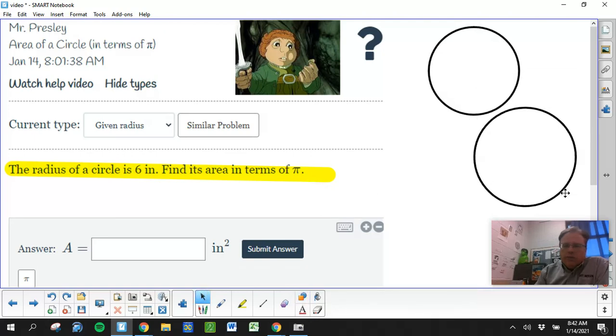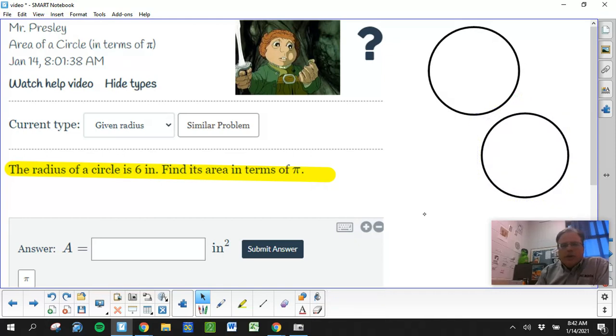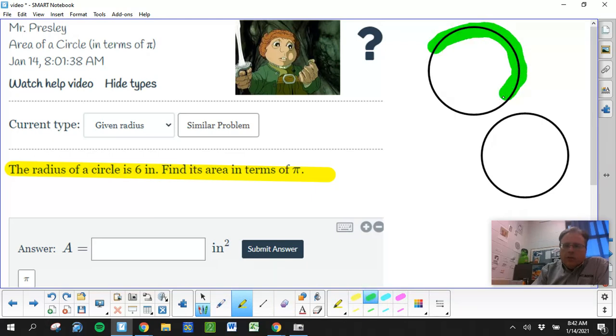Now, circumference, see if we can make those just a little bit more equal in size. Okay, circumference is around and around. So let me use a highlighter just to show it. Circumference is this distance all the way around a circle. So it's just that black line. But area means all the space inside the circle, all of this.